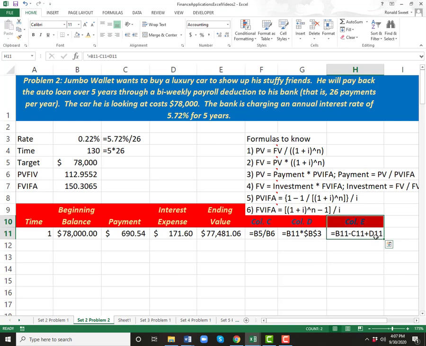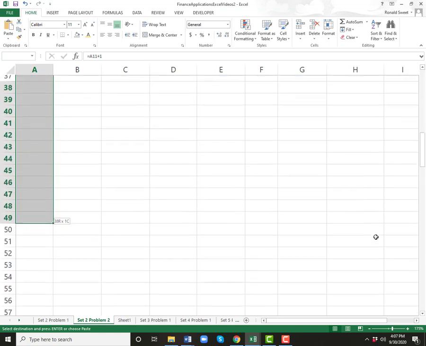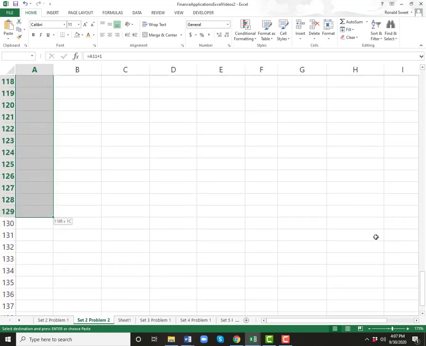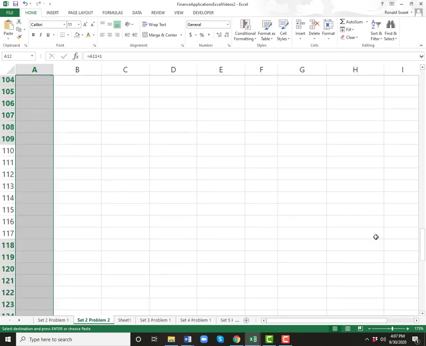All right, and then over here, we'll just do equal A11 plus 1, just like we did on the previous one. You want to now bring this down for 130 rows. So if row 11 is row 1, we probably need to go down to row 140. So let's go down to row, oops, one or two far.